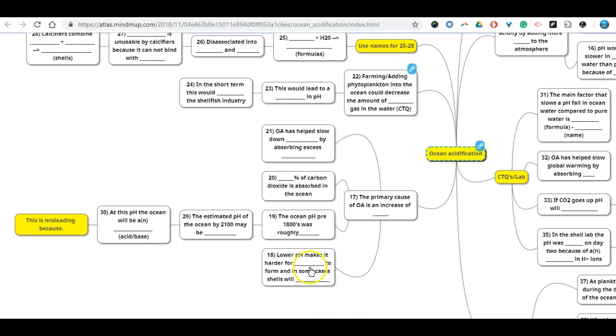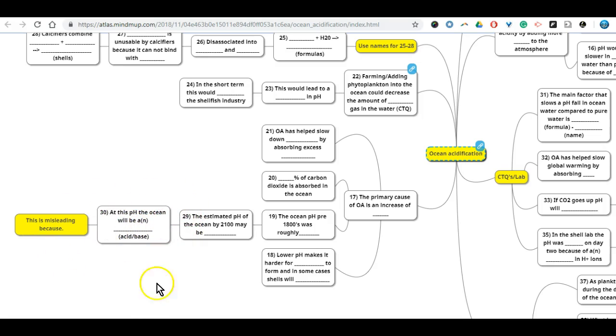In some cases, shells will dissolve if the pH is low enough. All right, so let me go ahead and tackle 29 and 30. It's estimated by 2100 the pH is going to be anywhere between 7.2 and 7.8. Number 30. At this pH, it will be a base.